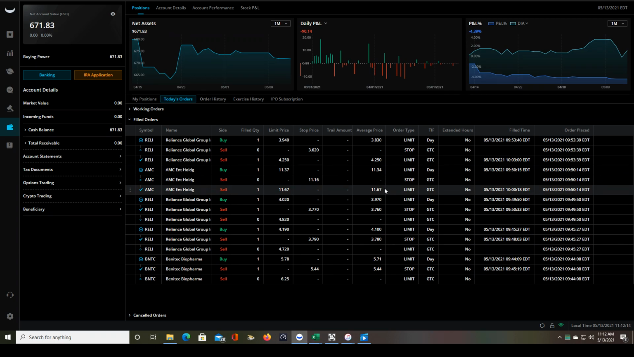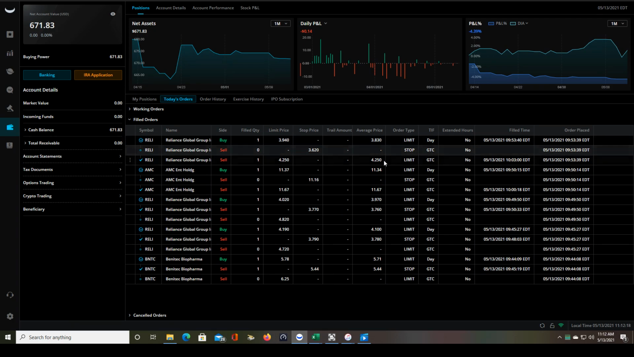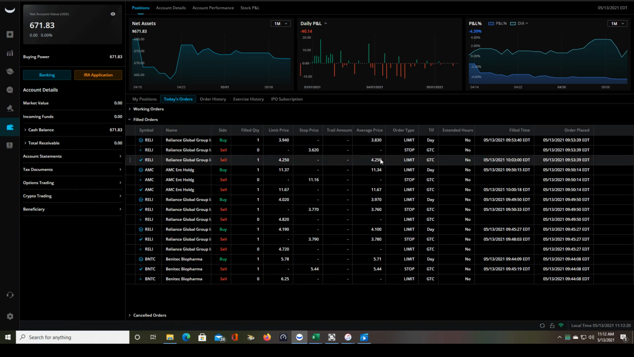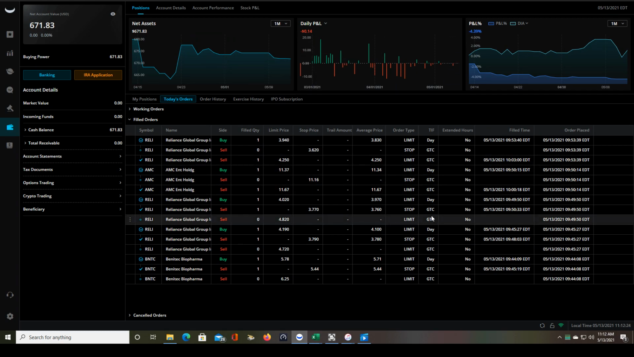That was the winning trade with AMC. And then the same thing here, you see that gap, 383 is where I bought it and sold it at 425. So that was a winning trade. P&L is basically break even.